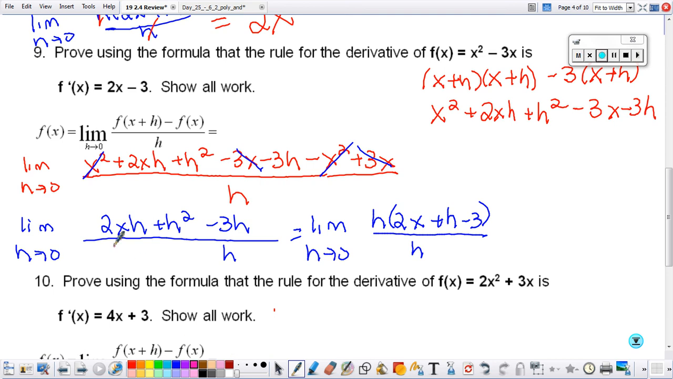If it helps you, you can do this to each term to help you visualize the h's reducing. These h's now reduce. I can plug in my 0, and I'm left with 2x minus 3. That's what we needed.